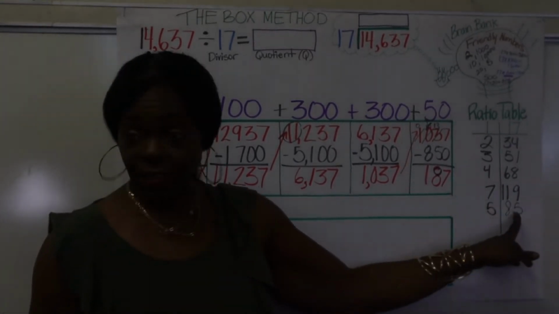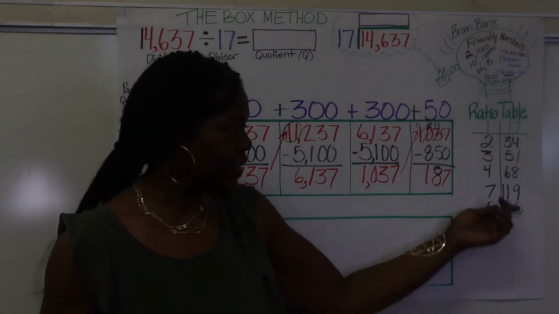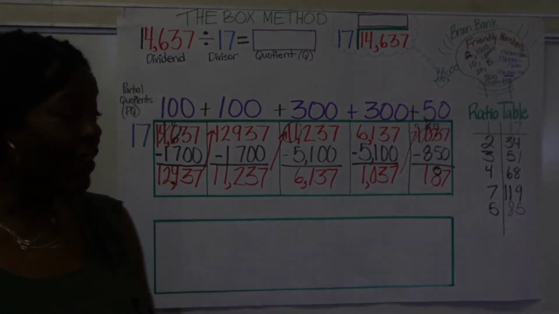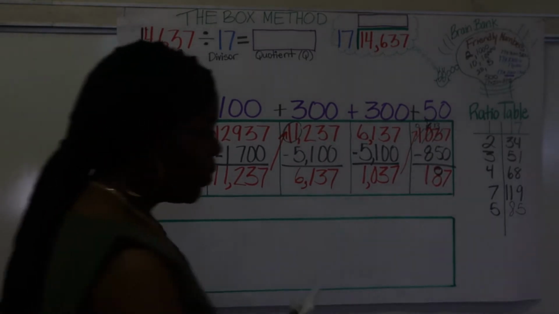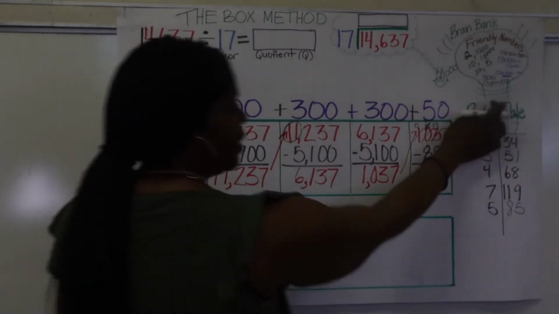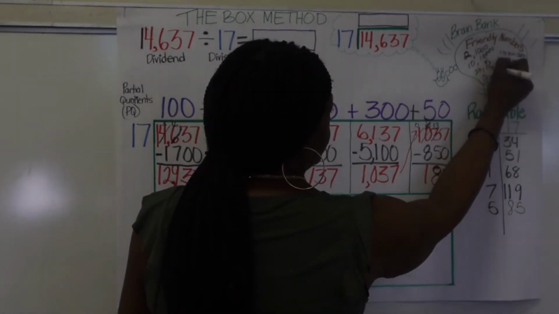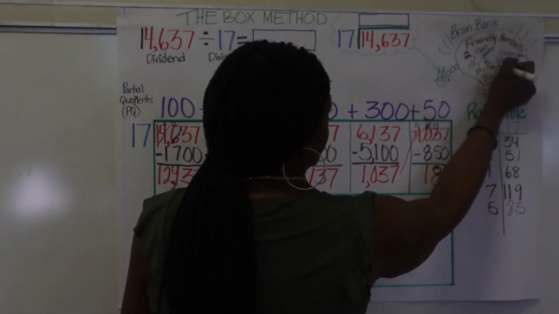By 7 is already up here. See why the chart helps us? Because that's even closer. By 10, because that would give us what? 170, right? We already have it up. See how we have all this stuff already in our brain bank? Even though we didn't use 10 as our friendly number up here, that's 170.